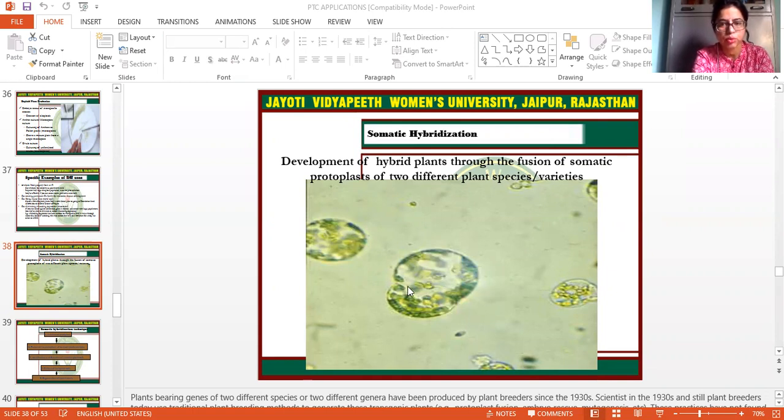Two protoplasts come in contact with each other and start to fuse. First of all, they create an intermediate known as a heterokaryon, which has mixed cytoplasm, but the two nuclei are still separate from each other. After some time, these two nuclei also fuse with each other and they finally create hybrids.